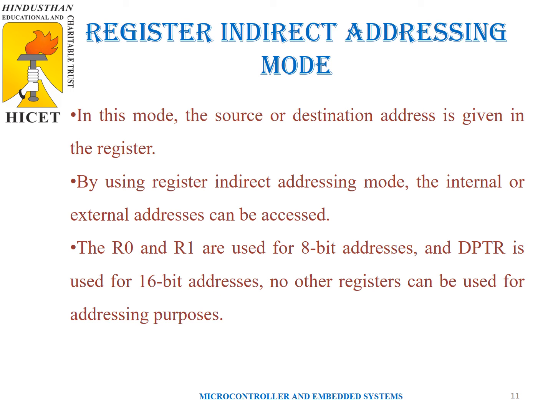In the register indirect addressing mode, the source or the destination address is given in the register. By using the register indirect addressing mode, the internal or external addresses can be accessed. Here, the registers R0 and R1 are used for 8-bit addresses and DPTR is used for 16-bit addresses. No other registers, that is R2, R3, R4, R5 up to R7, can be used for this purpose.